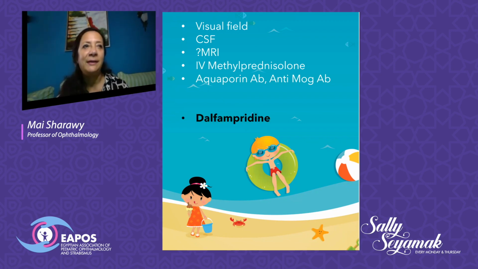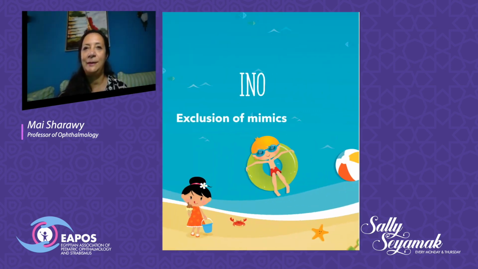Not driven by the fact that the patient has bilateral optic neuropathy, because even in children, MS can come as bilateral optic neuropathies. If the patient did not improve, I can give dalfampridine, which is the famous Ampyra drug used in people with MS for walking. They improve the neurotransmission along the medial longitudinal fasciculus.